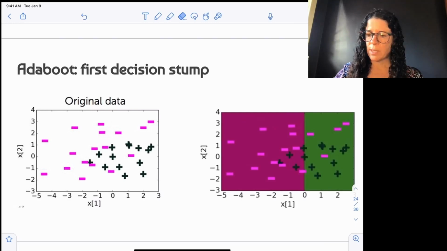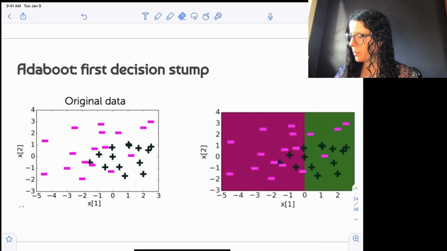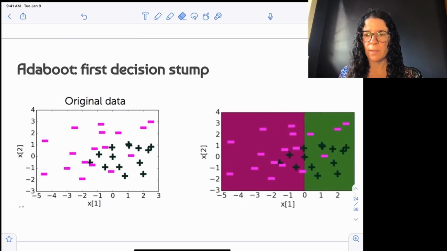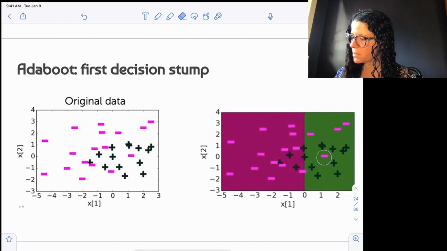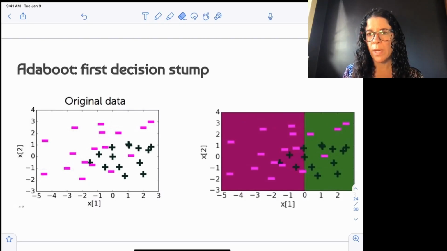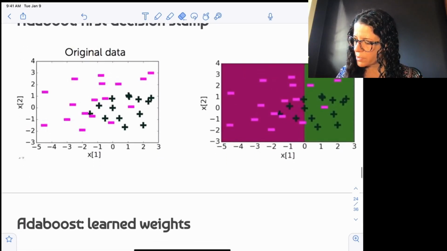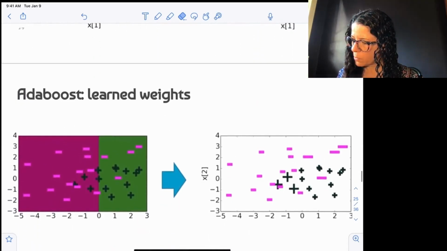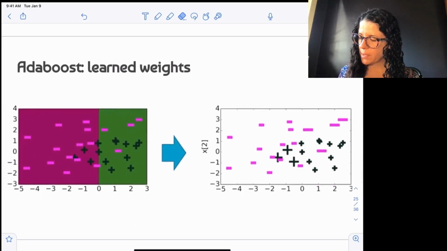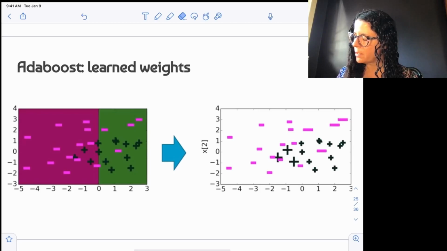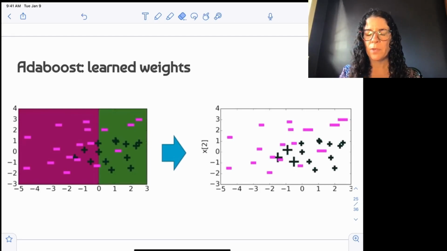Now let me show you which points I'm talking about. These pluses here are getting misclassified. Also, these minuses here are getting misclassified. So we're going to increase the weights of these observations that get misclassified by this particular stump. Let's look at them now. You see we went from this classifier to this one. Do you see these minuses? This minus here has a bigger weight, and these three pluses here have a higher weight, because these were the points that were misclassified by the algorithm.